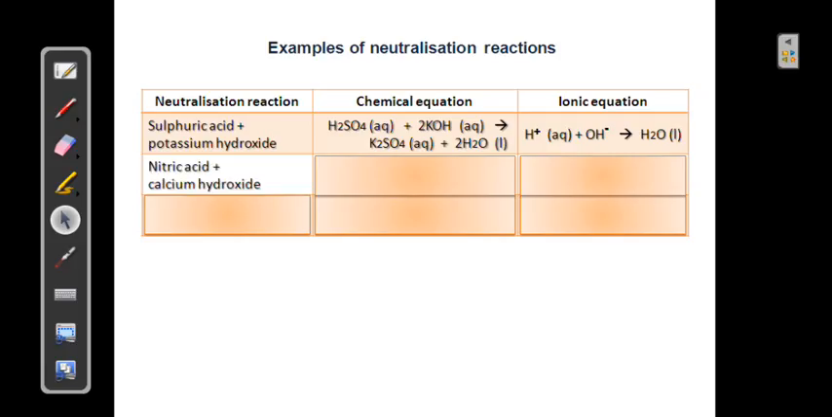Now the second one, nitric acid plus calcium hydroxide. So when you look at this, can you write a chemical formula for this? Nitric acid plus calcium hydroxide. What is the formula for nitric acid?